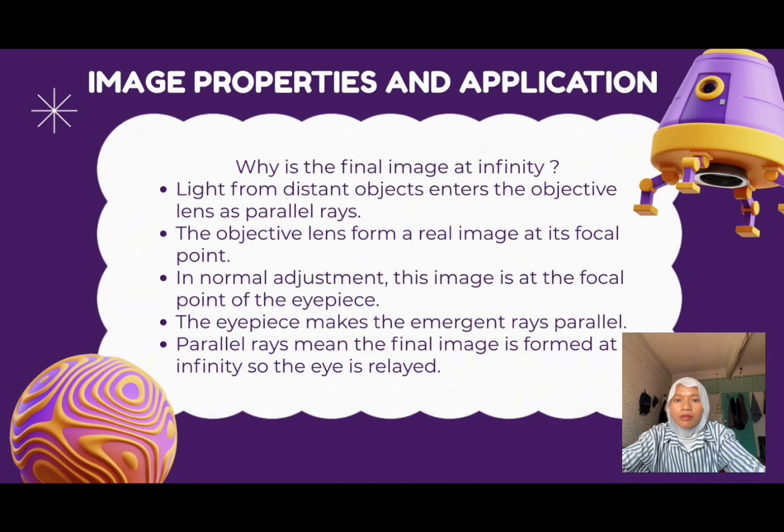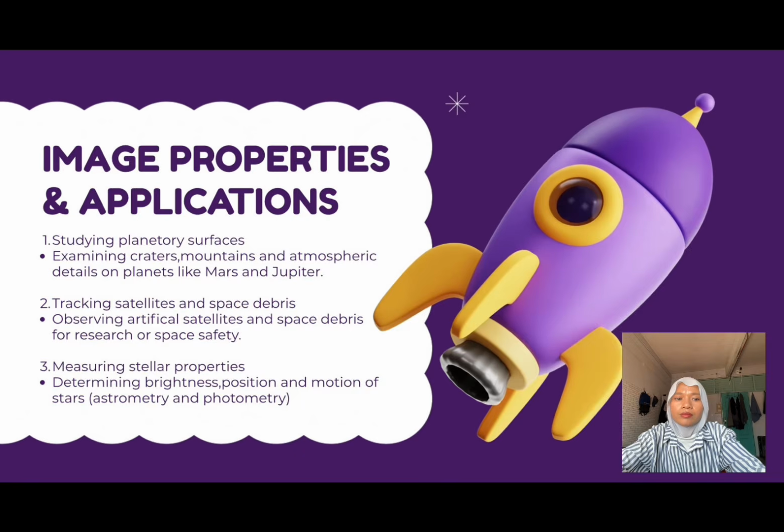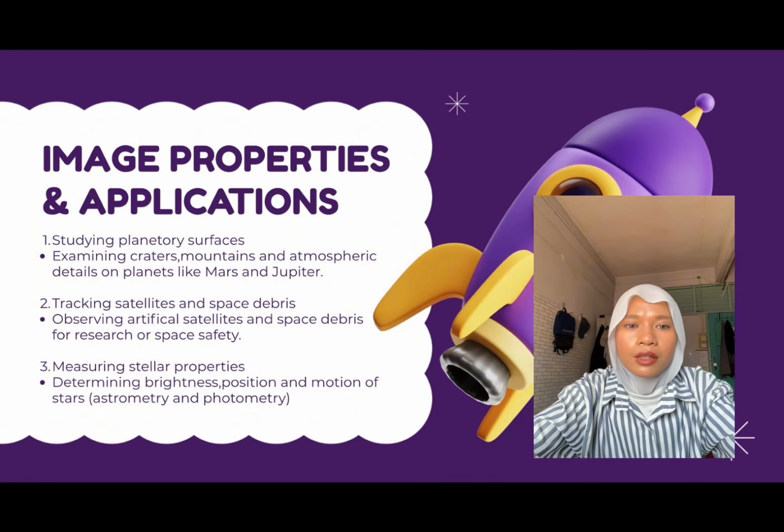Since the object for the eyepiece is located at its focal point, the rays emerging from the eyepiece become parallel. Parallel rays indicate that the final image is located at infinity. As a result, the observer does not need to exert additional effort to focus the eyes. Therefore, forming the image at infinity reduces eye strain, provides a comfortable viewing experience, and allows prolonged observation of distant objects. First, studying planetary surfaces.